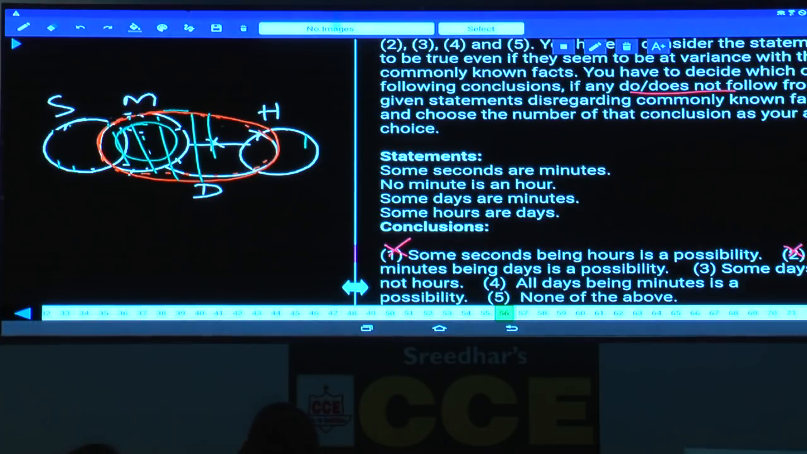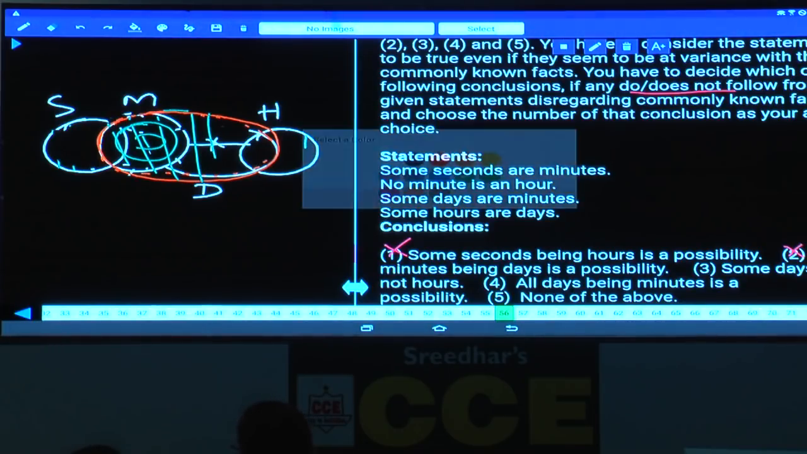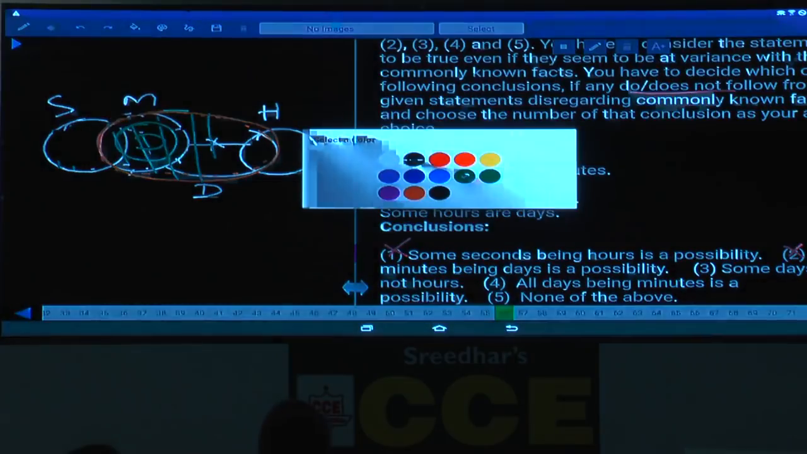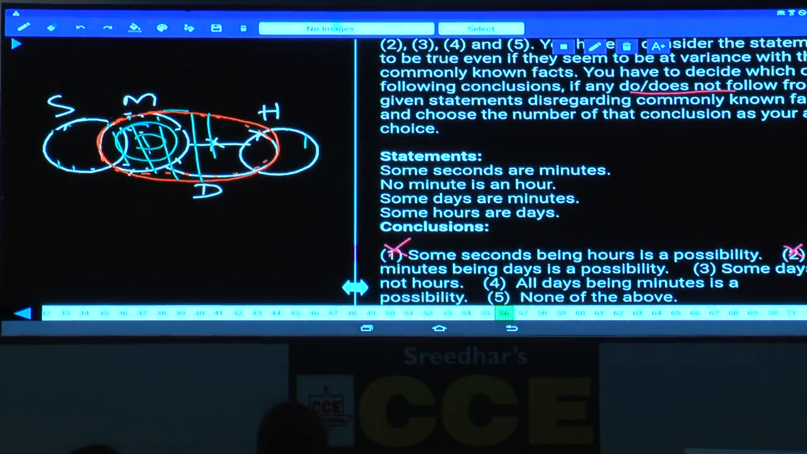Now, if you prove all days are within the minutes, then what happens here? One more statement is there. What is the statement here? Some days are hours. Now, we need to combine day and hour like this. If you combine hour and day like this, no minute and hour will be false. Hence, it cannot be true at least once. As it cannot be true at least once, it will be false forever.